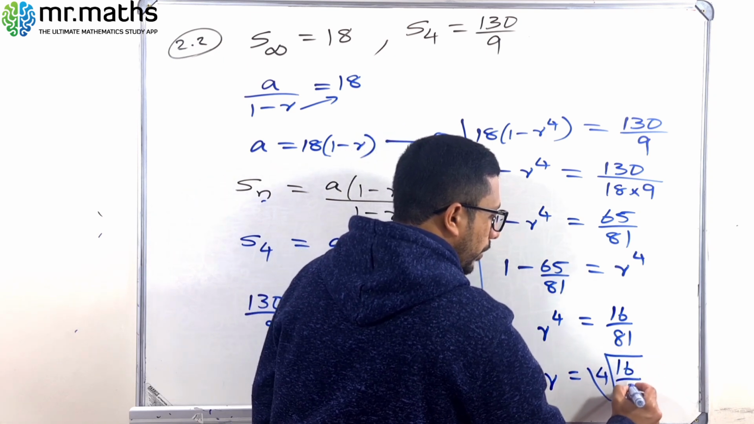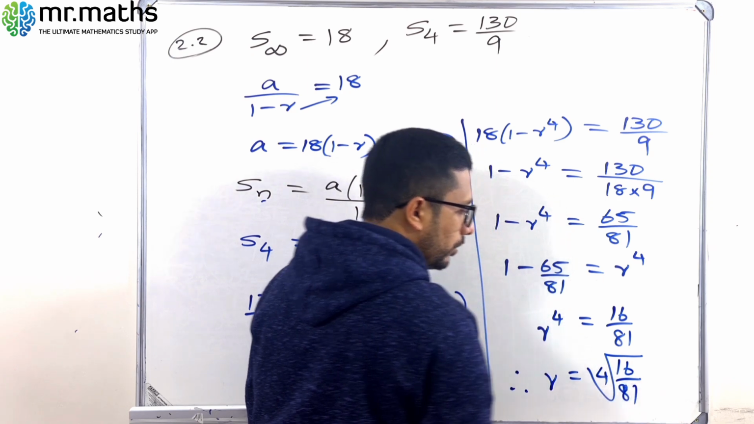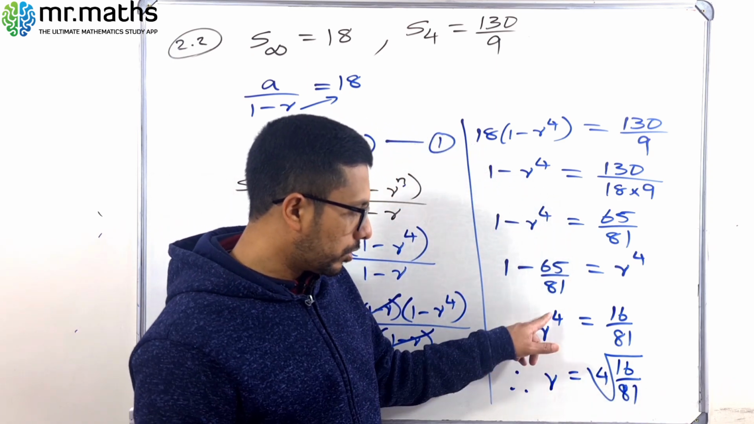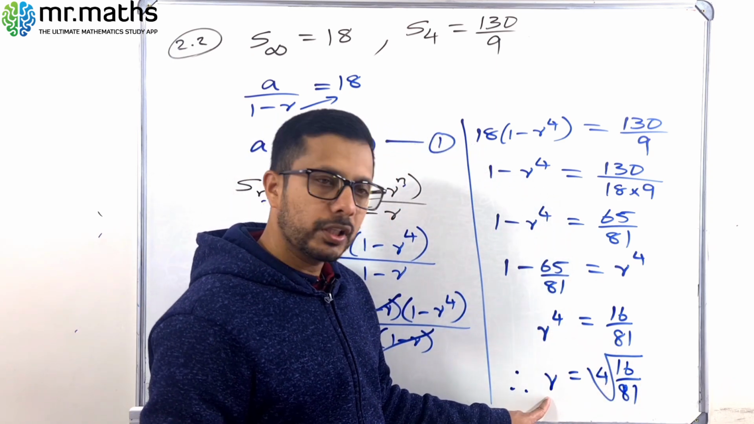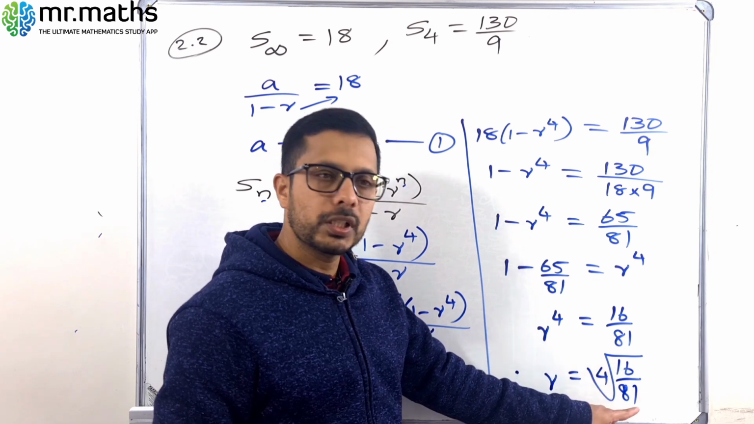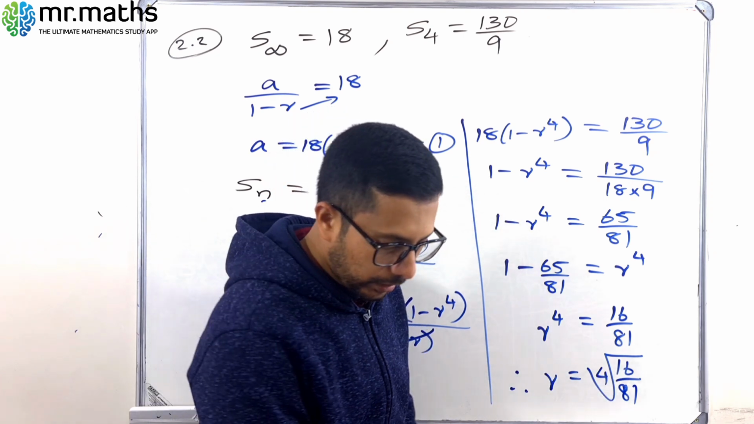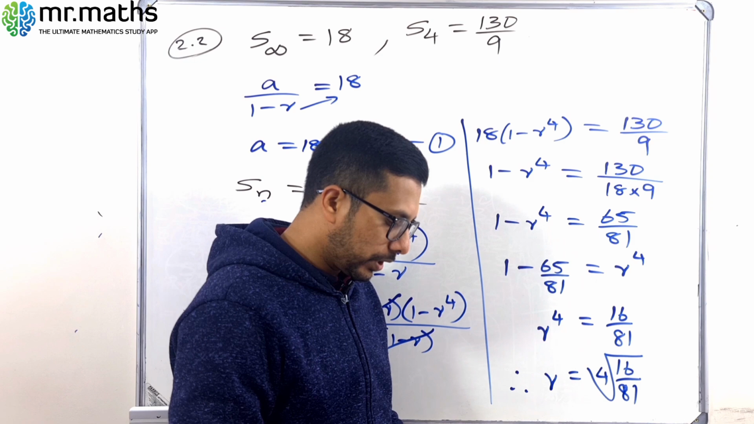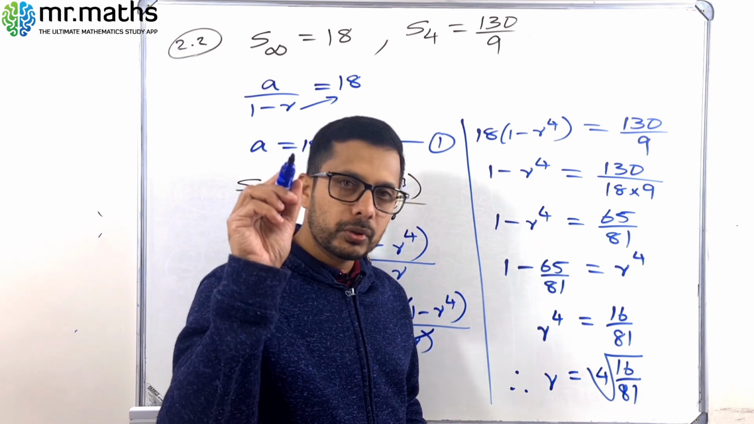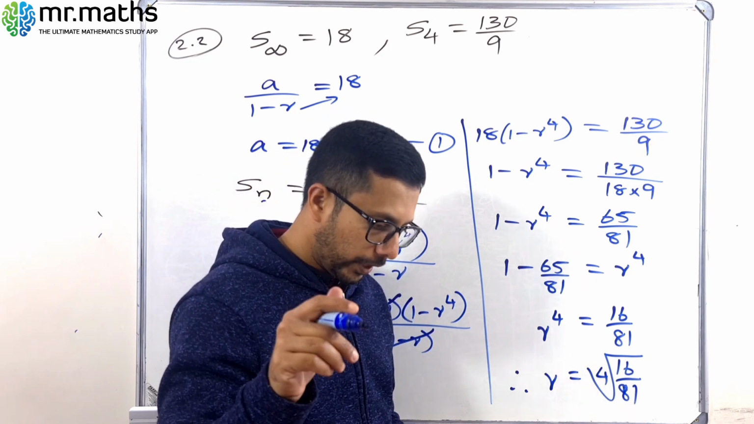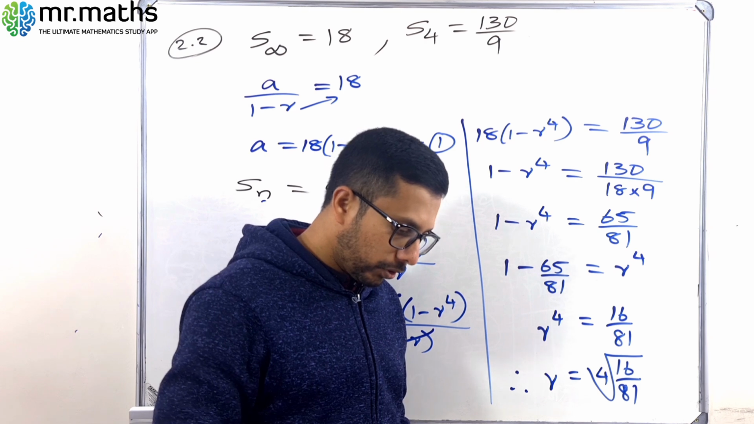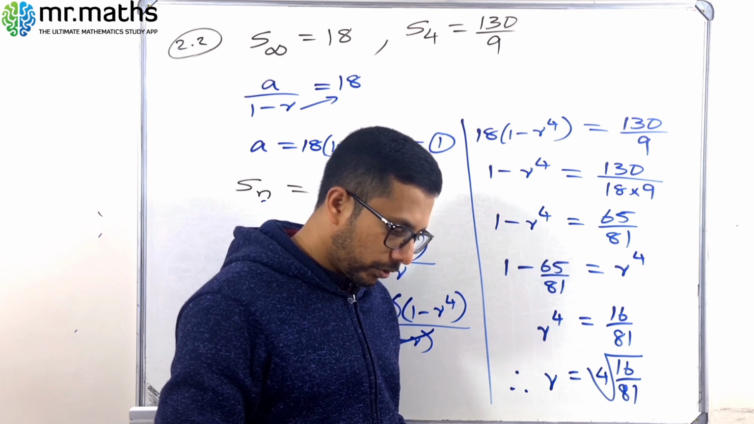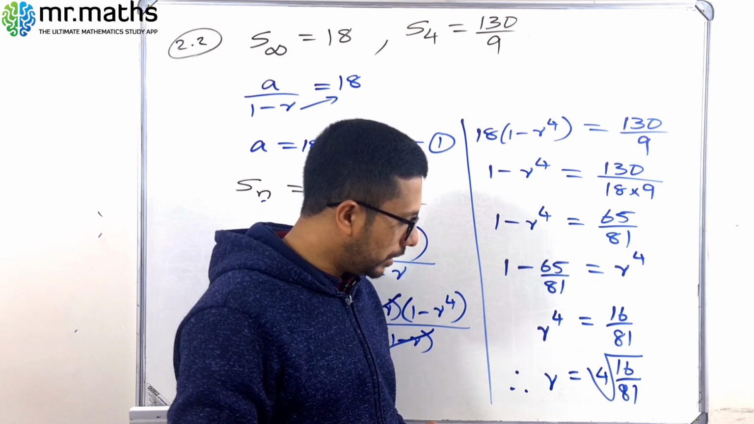This is how we can find R: the 4th root of 16 by 81. R raised to 4 is this one. So check in your calculator the 4th root of 16 by 81. Since it is an even root, you have to write a plus or minus.